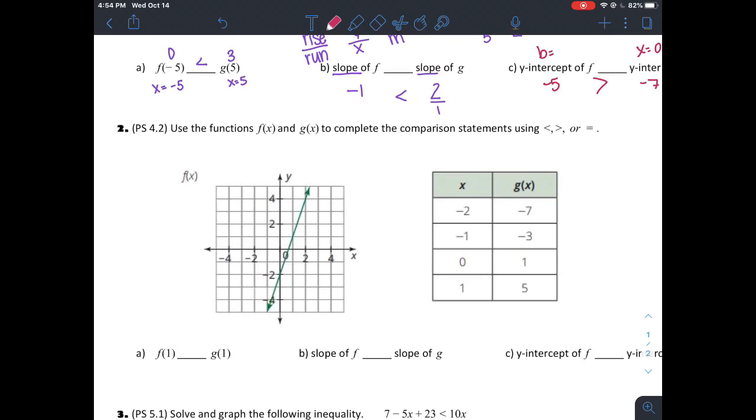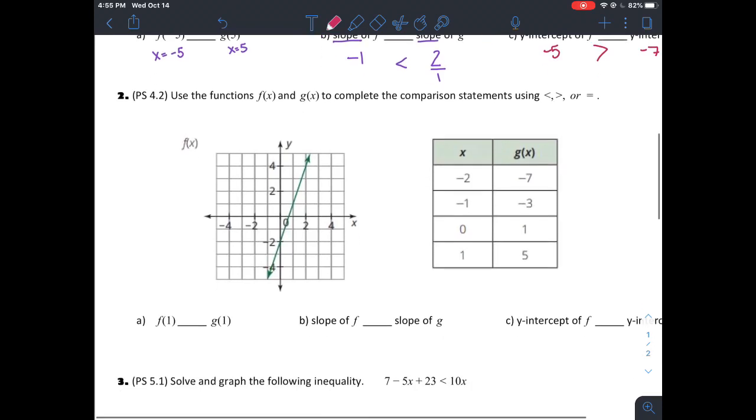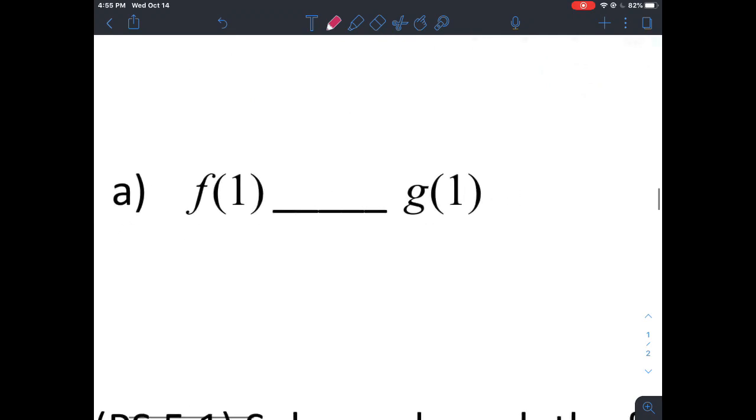Okay, again, we're going to use the functions f of x and g of x to complete the comparison statements using less than, greater than, or equal to. So we'll do the same thing. We'll have to evaluate, we'll have to find the slope, and we'll have to find the y-intercept. So f of 1 when x equals 1, g of 1 when x equals 1.